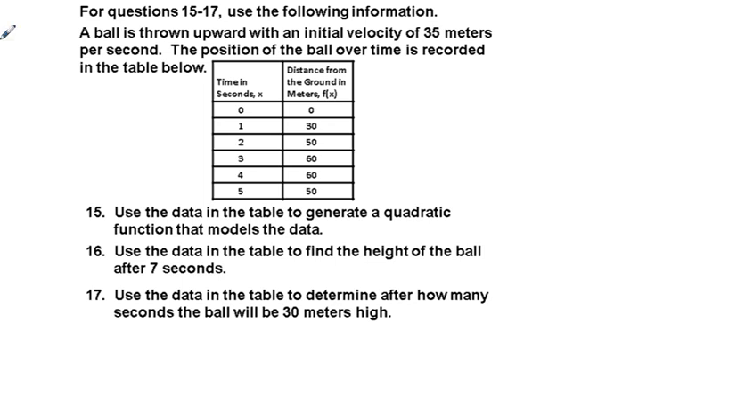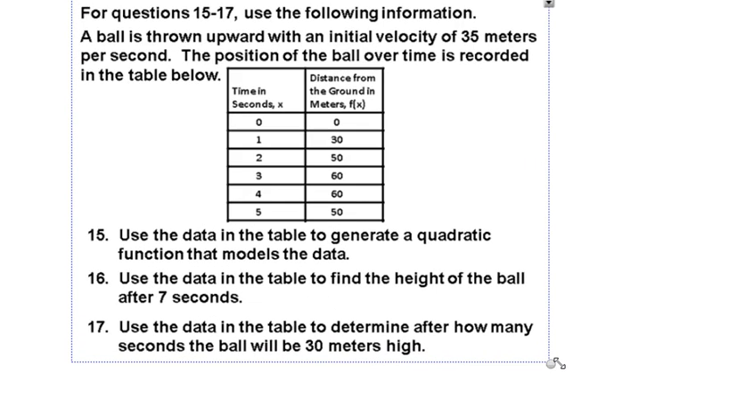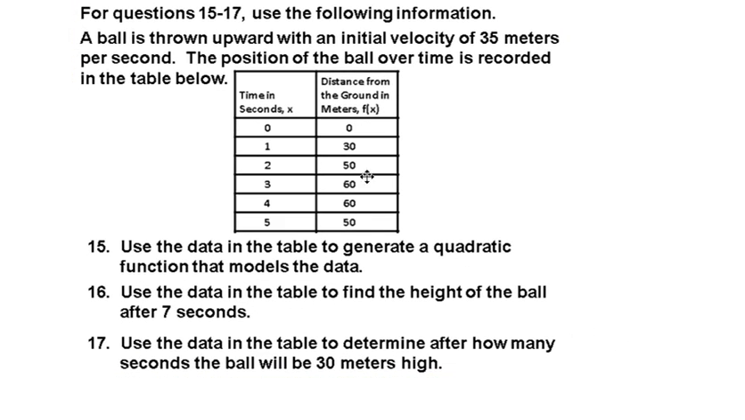Next, for questions 15 to 17, use the following information. A ball is thrown upward with the initial velocity of 35 meters per second. The position of the ball over time is recorded in the table below. And I think I'm just going to maybe do 15. Just use the data to generate a quadratic function that models the data. And this is similar to what we've been doing all along in the prior video and this one so far.